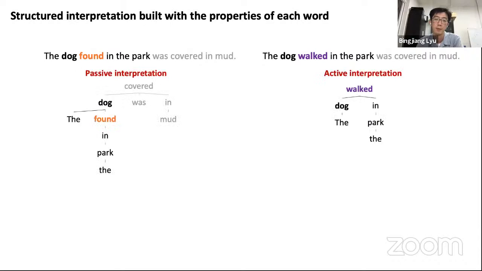Let's consider these two sentences. They only differ in the first verb. One is found, the other is walked. They have the same sentential structure in terms of the whole sentence, so both give a passive interpretation. But by the end of park, the passive interpretation would be more preferred in the dog found in the park, while the active interpretation would be more preferred in the dog walked in the park.